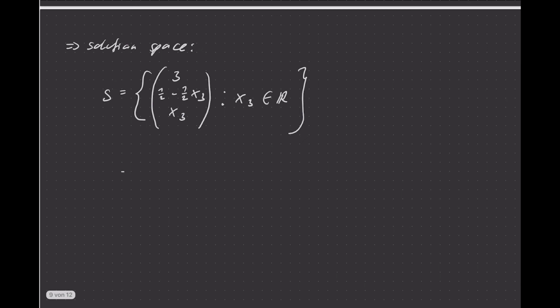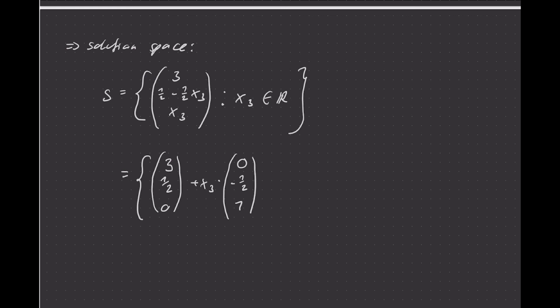We can write this a little differently to make the structure more clear by separating the constant terms and the terms corresponding to each of the free variables. And we usually do that. So the constant terms here are 3, 1 over 2, and 0. Then we have x3 times, here we have no x3 in the first coordinate, minus 1 over 2 in the second coordinate, and 1 in the third coordinate. And again, x3 is any real number.